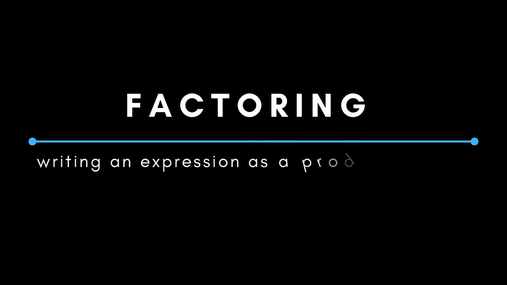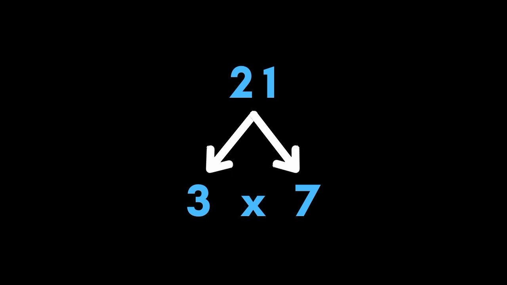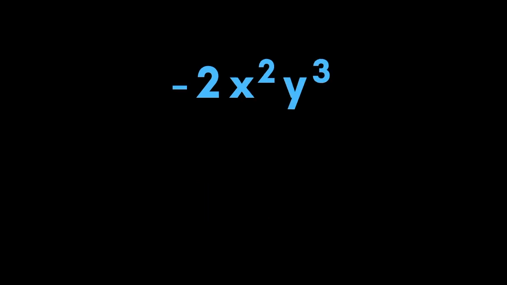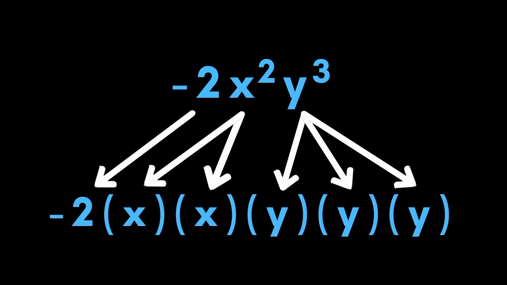First of all, factoring is the process of finding factors to re-express a quantity as a product of two or more simpler mathematical expressions. For example, you can factor a number like 21 as 3 times 7, or a monomial like negative 2x squared y cubed as negative 2 times x times x times y times y times y.